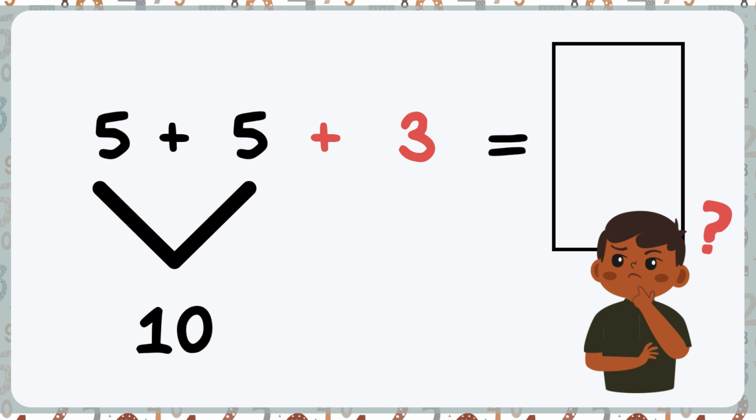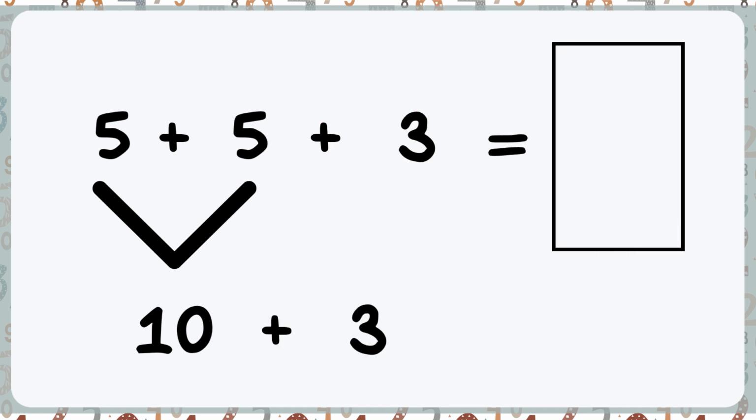So then my number sentence becomes 10 plus 3. Well, I know 10 plus 3. I can say 10 and then count on 3. 10, 11, 12, 13. All right, let's go.